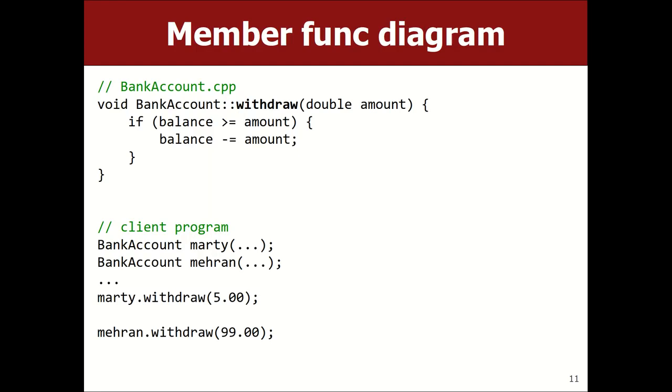You're saying I'm writing a method that's void return, whose name is withdraw, it takes a double parameter, and it's inside of the bank account class. So bank account colon withdraw means withdraw method in bank account class.